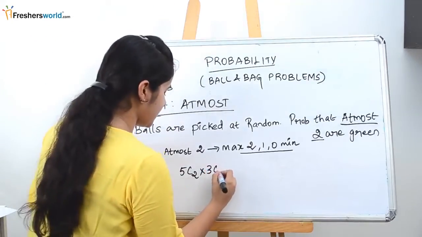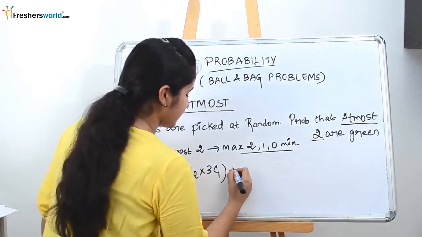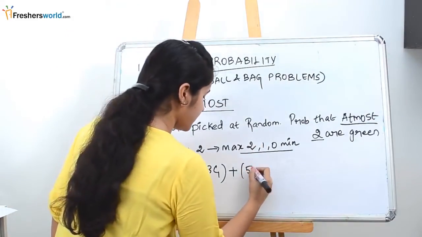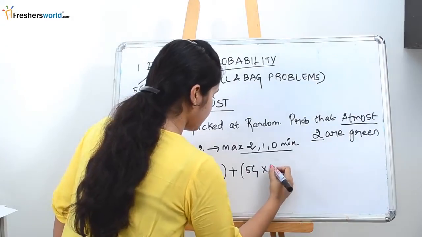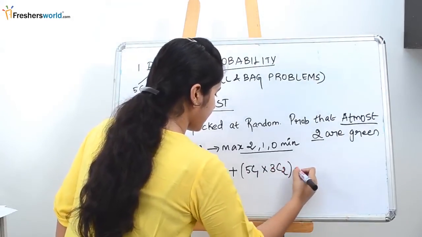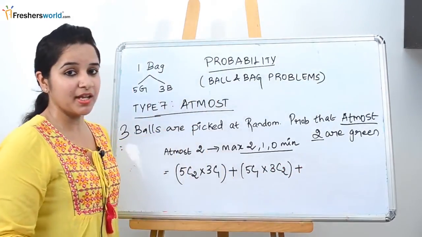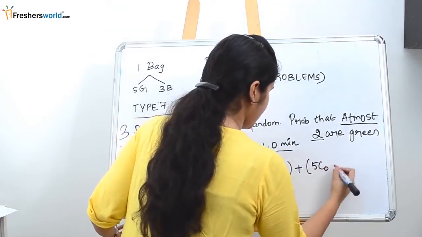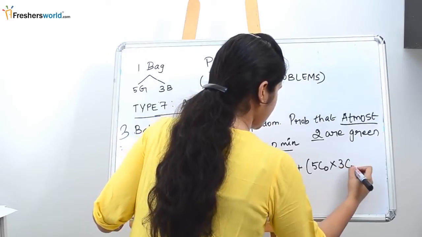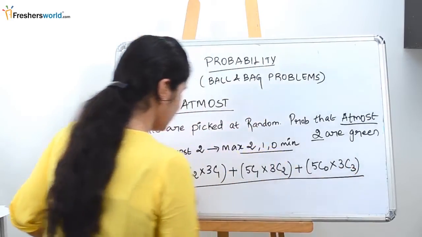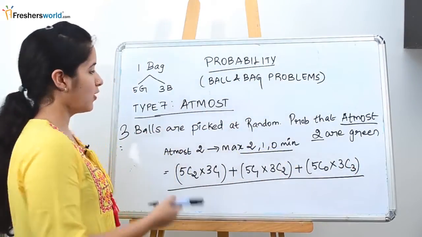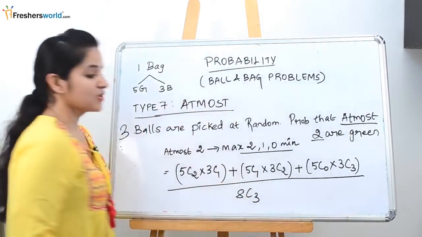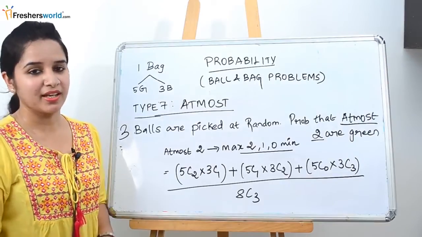So 3C1 plus, what is the next number? 1 has to be a green ball. So 5C1 into 3C2 plus, what is the minimum it can be? It can be 0 green balls. So 5C0 into 3C3 divided by, what is the total number of balls? 8. So 8C3. So once you simplify this, you will get the answer for the at most.